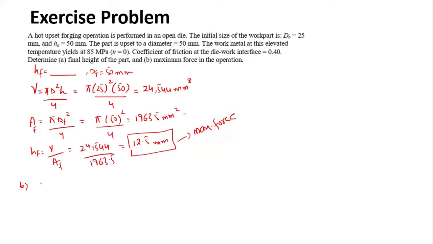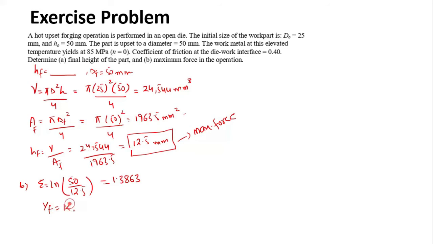Right. So we will find out the strain at this height, that is equals to ln of h naught by hf. We have h naught equals to 50 divided by 12.5. So the strain would be equals to 1.3863. So based on the strain, we will find out the flow curve, flow stress.